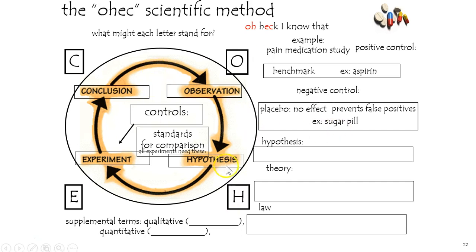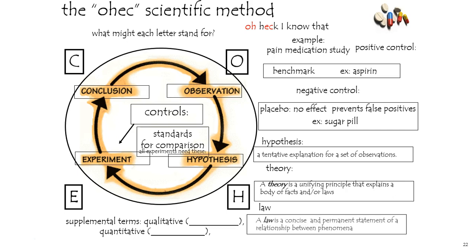For our hypothesis here, you really don't have much on which you're basing your ideas, so it's just a tentative explanation. If you do a series of rounds here and you come up with lots of supporting data, you might be to the point where you're at a theory, which is a principle based on lots of data, lots of supporting information. If it becomes overwhelming and there seems to be no chance it will ever change, this could become a permanent law.